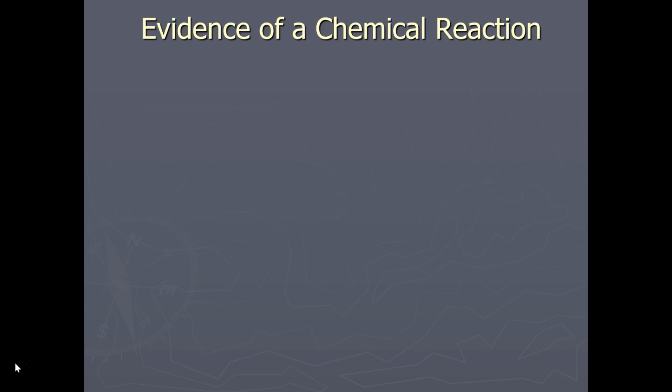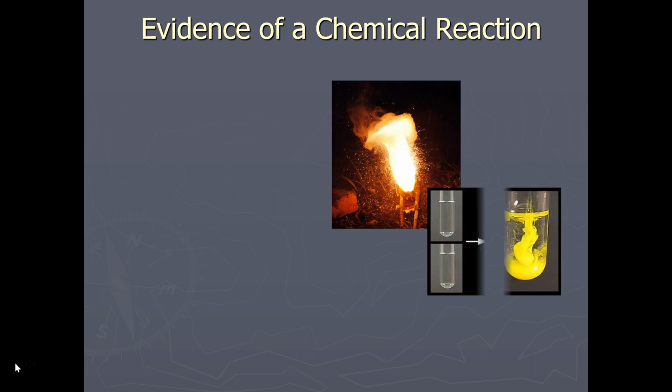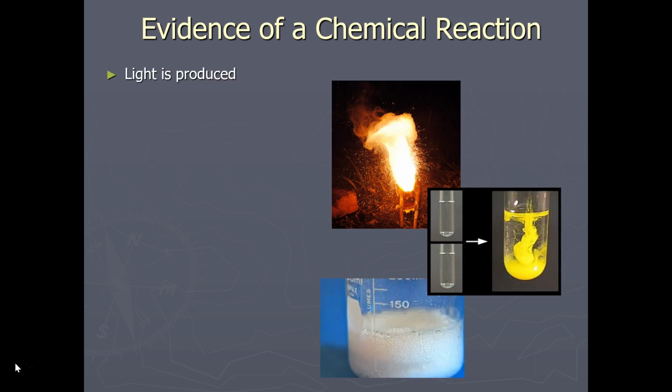What is our evidence of chemical reactions? There are lots of different ways to know that you had a chemical reaction. We can have a light being produced, like when we burned that magnesium. We can have a precipitate, which is a solid that forms. That's what's happening in this picture right here. We mix two clear chemicals together, and almost like magic, we got a yellow solid that came out.